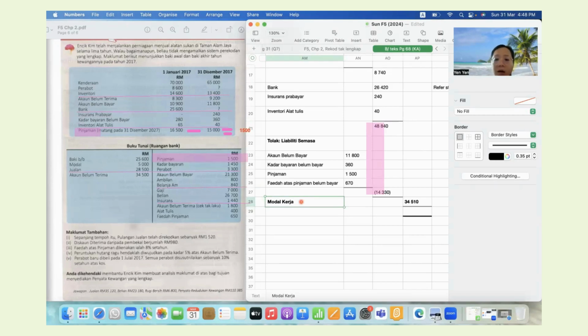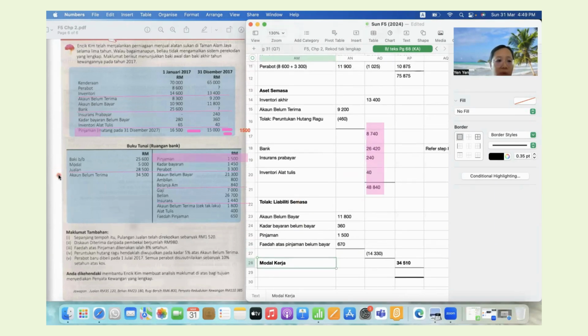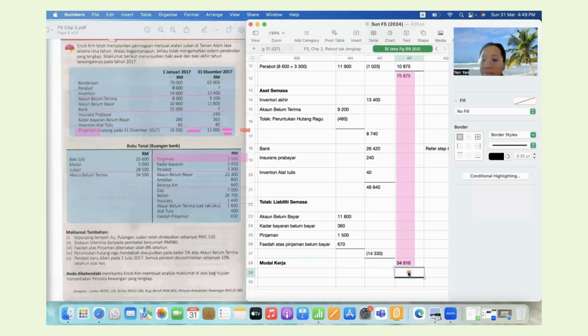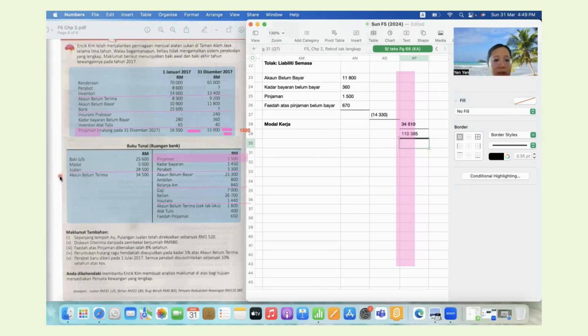Okay, now after that, you total up your total ABS and your modal kerja here. How much equals? Total ABS and your modal kerja here. How much? 75875 plus your 34510 equals to how much? 110385. Okay, thanks, Joshua. Okay, next continue.